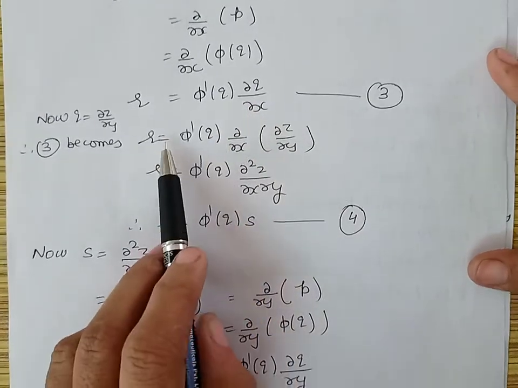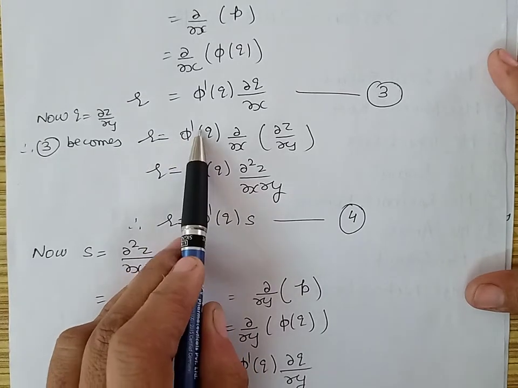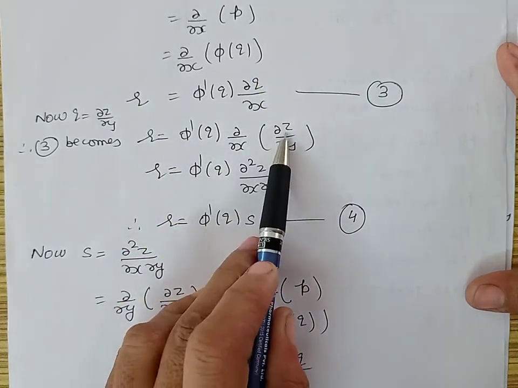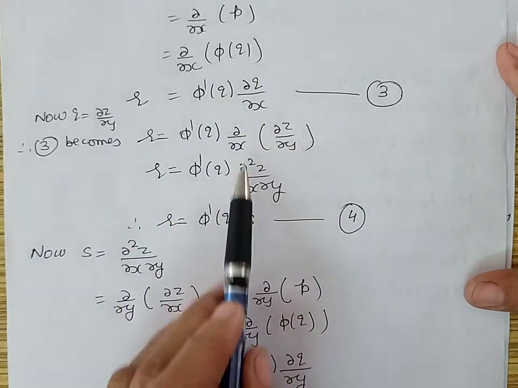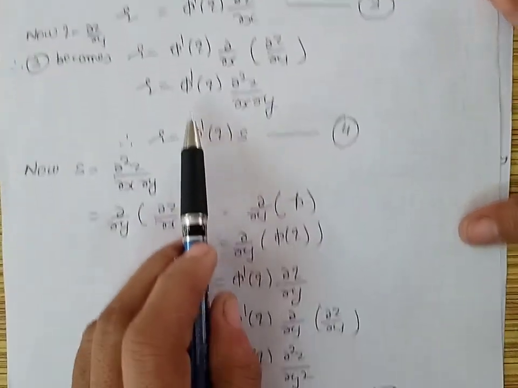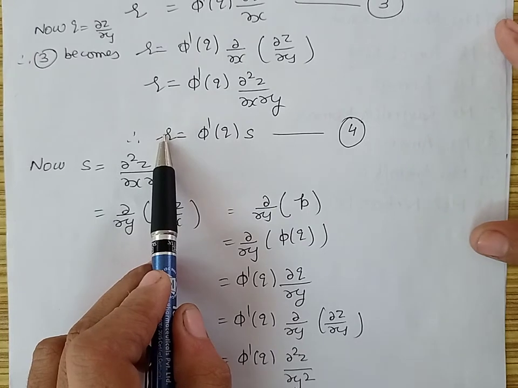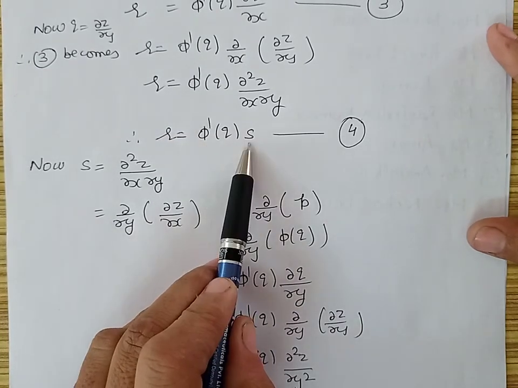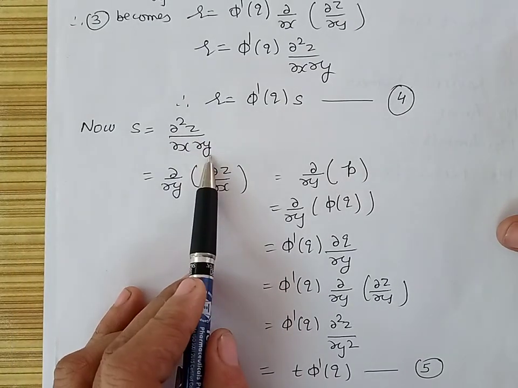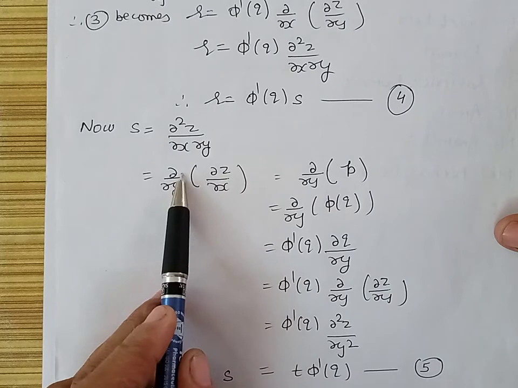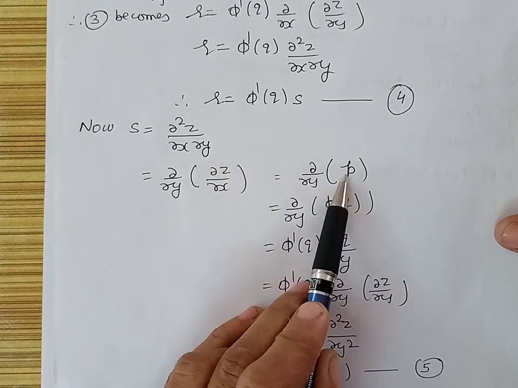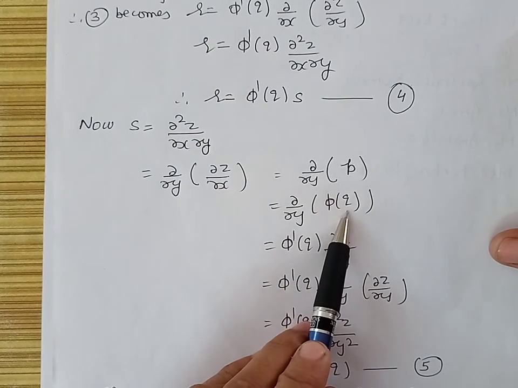Now R is given by phi dash Q into ∂/∂X of the value of Q, which is ∂Z/∂Y. So this will become ∂²Z/∂X∂Y. This is S. So we get the value of R given by phi dash Q into S. Now what is S? S is ∂²Z/∂X∂Y. Now this can further be written as ∂/∂Y of ∂Z/∂X. Now this is P, and the value of P is phi of Q.